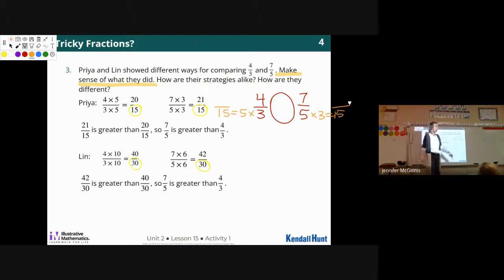Whatever you do to the bottom, you must do to the top, because that's what gives you the number 1 right here, right? 4 times 5 is 20. Here we got to do a 3 because we need the number 1. This is the number 1, right? 7 times 3 is 21. So what's my answer? 7/5 or 4/3?